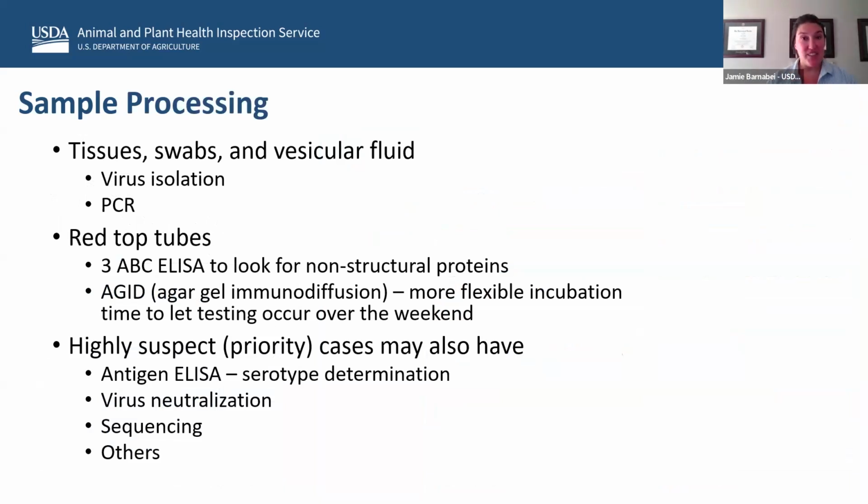Now, when we get those samples, let's talk a bit about what FADL's going to do with them. I say we, guys, I did work at FADL for a long time. I don't anymore, and I can't get rid of the royal we.